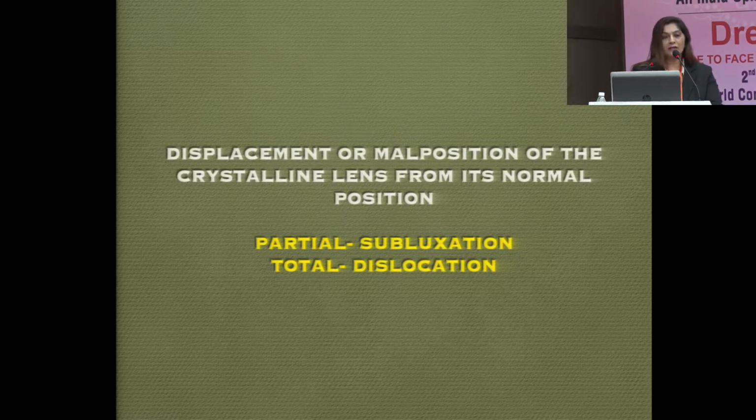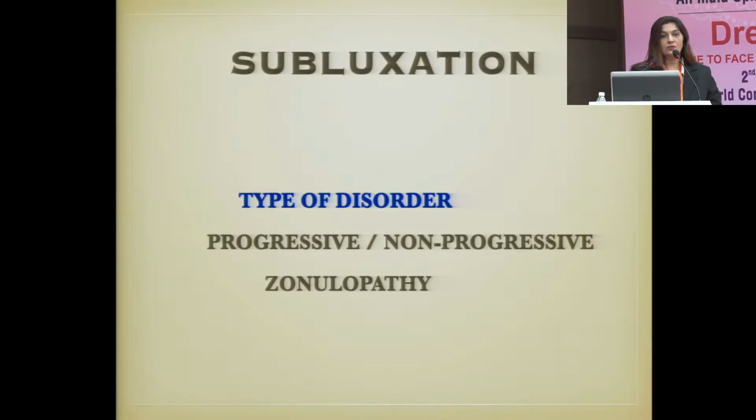So we all know the basic thing that whenever you have a dislocation of the lens or a subluxation, whenever it's partial, we call it a subluxation. And if it's total, it's a dislocation. Our management actually depends on what situation is there inside the eye, the clinical scenario. The first thing that I see is whether it's a progressive or a non-progressive zonulopathy. So the entire management goes on to that.